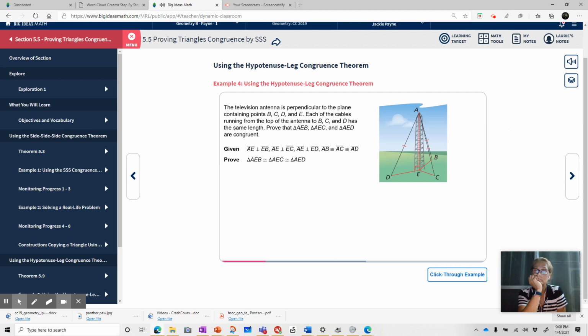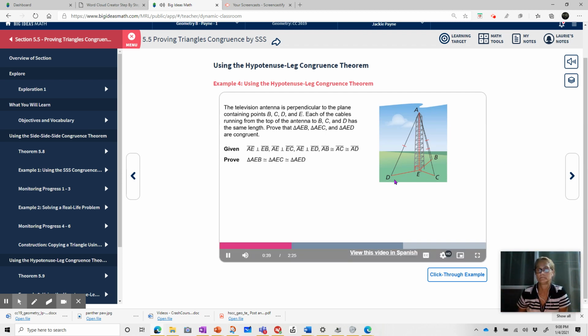Given that segment AE is perpendicular to segment EB, segment AE is perpendicular to segment EC, segment AE is perpendicular to segment ED, and segment AB is congruent to segment AC, which is congruent to segment AD, prove that triangle AEB is congruent to triangle AEC, which is congruent to triangle AED.